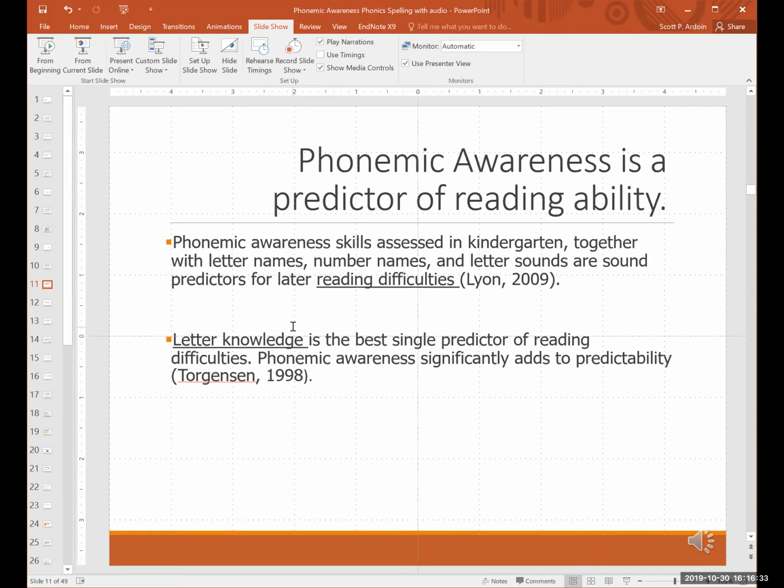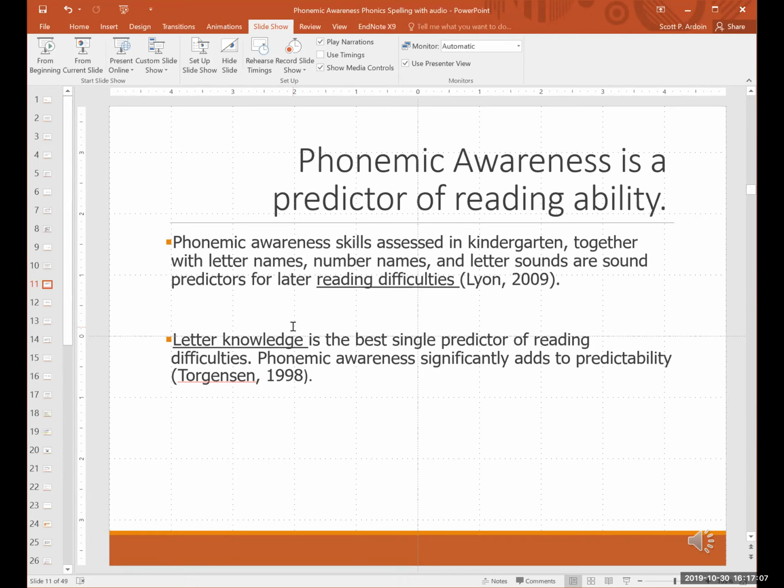Phonemic awareness skills assessed in kindergarten, together with letter names, number names, and letter sounds, are predictors of later reading difficulties. Letter knowledge is actually the number one, the best predictor of reading difficulty. So if you can only give one assessment in mid-kindergarten, assessing kids' letter knowledge is probably the best predictor of later reading difficulties. Students who perform poorly there are likely going to have great difficulty with reading later on.